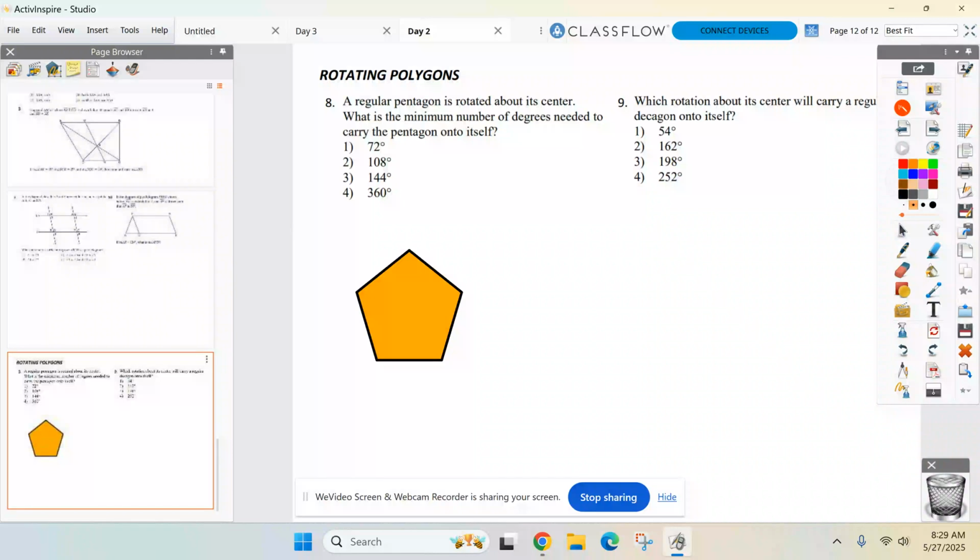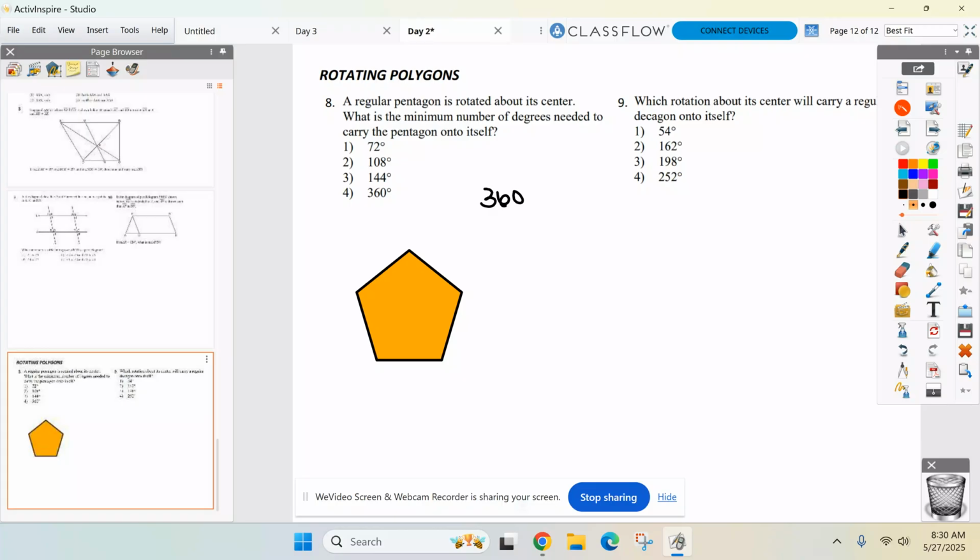What's the minimum number of degrees I can rotate this so I get this same exact pentagon where it is? It doesn't move. It's not tilted a little bit. It's the same exact pentagon. And the way we do this is, we know if I go all the way around, that's 360 degrees. That's always an answer, but I can tell you it's never going to be a choice. It's never going to be an actual answer that I need to circle.